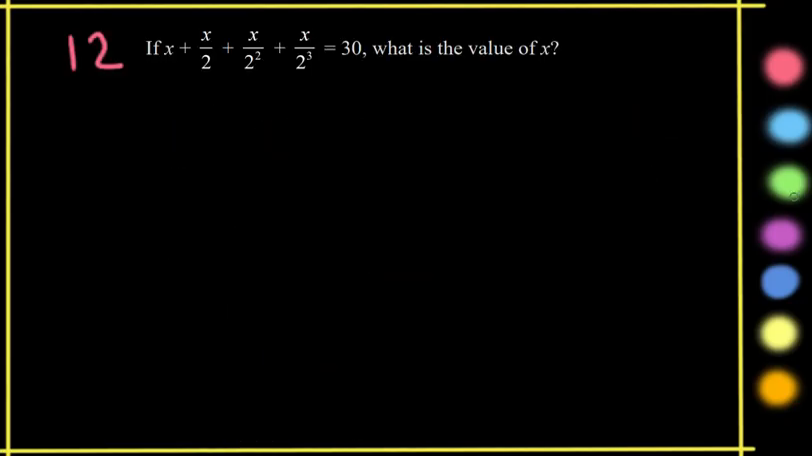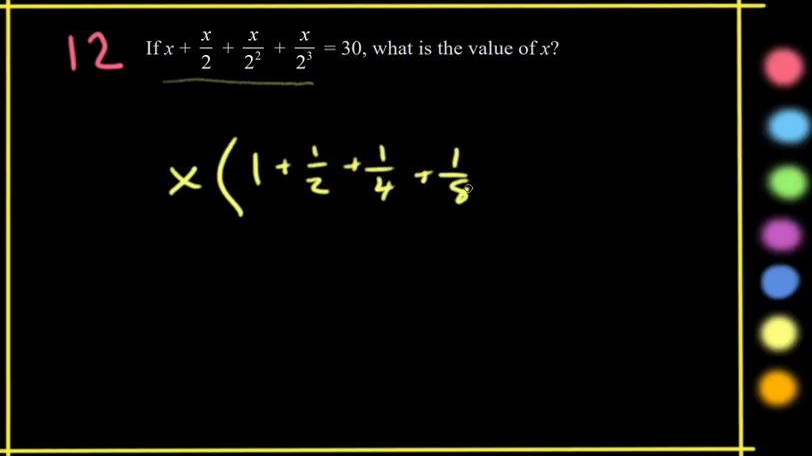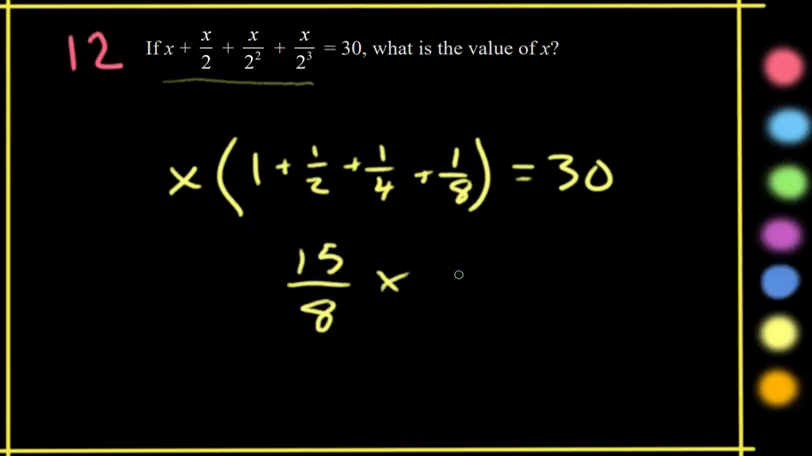Sure. Okay, so now we've got, if x plus x over 2 plus x over 2 squared plus x over 2 cubed is equal to 30, then what is the value of x? So you can combine all the terms here to get x times the quantity 1 plus 1 half plus 1 fourth plus 1 eighth is equal to 30. And then 1 plus a half plus a fourth plus an eighth is 15 over 8. That's pretty easy to see, because a half plus a fourth plus an eighth is 7 eighths, and then you add 1, that gets you 15 eighths.